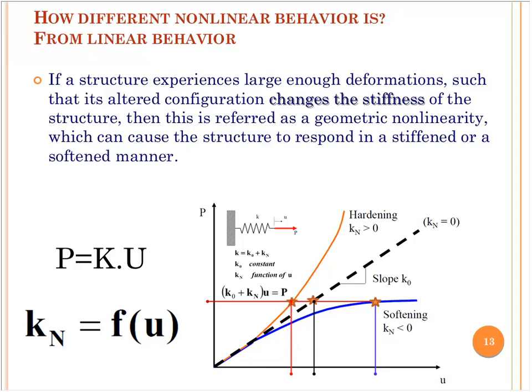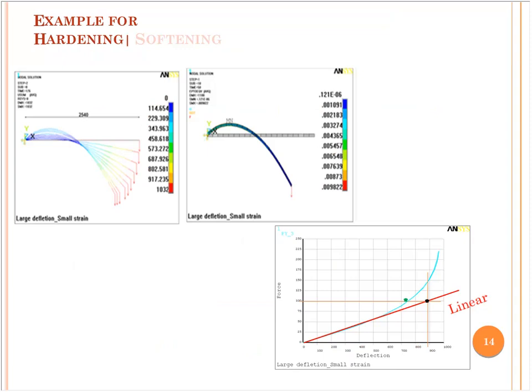I'll just show you a couple of examples of a system or structure which is behaving in a stiffened way. Then there's some practical example wherein the system is behaving in a softened way. Here is an example of a long cantilever beam subjected to a tip load.